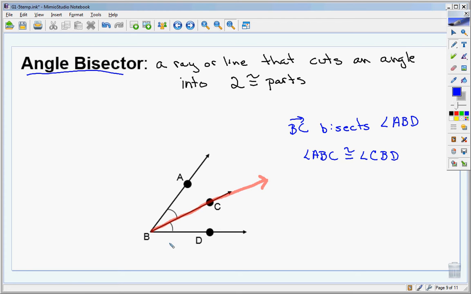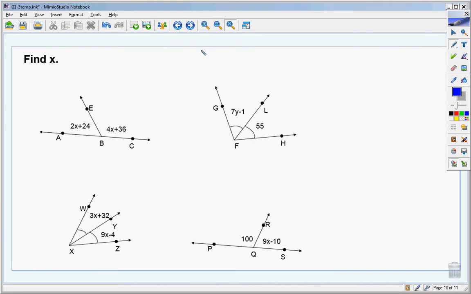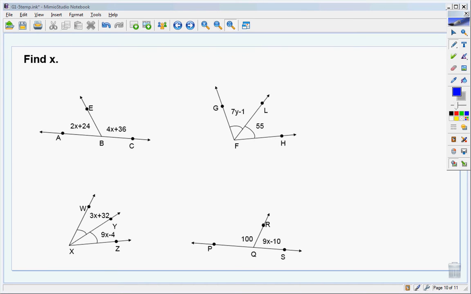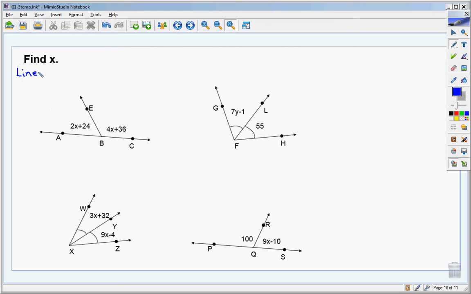Everybody good with angle bisector? Some examples then. Before we actually do the examples, we're going to put a name beside the types of angles that we see in the picture. These two angles are supplementary, but they form a linear pair. Because they form a linear pair, I do know that they are supplementary.